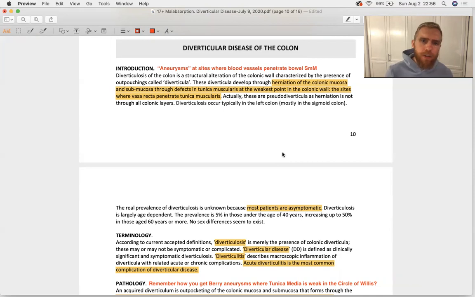Now let's transition into talking about diverticular disease of the colon. I think about diverticular disease, diverticulosis.